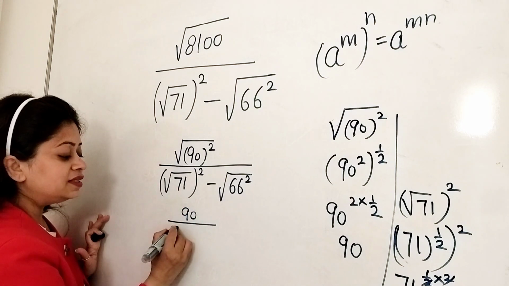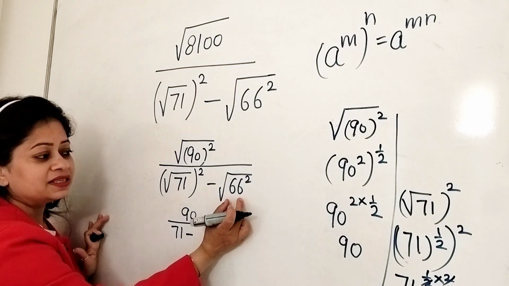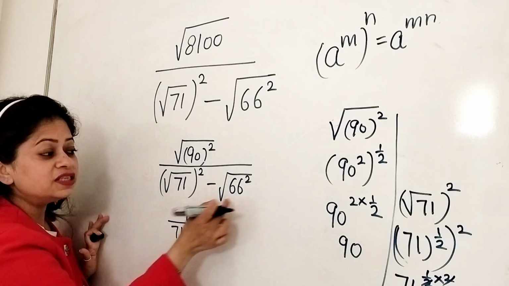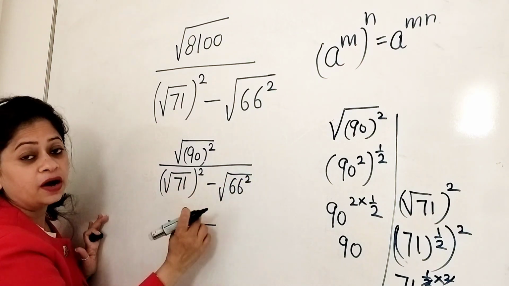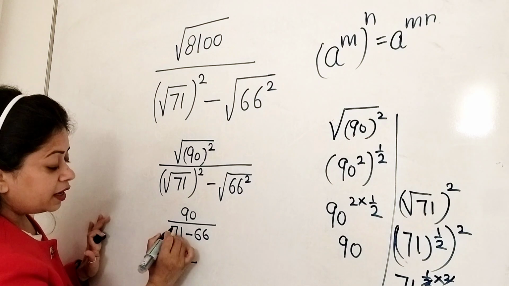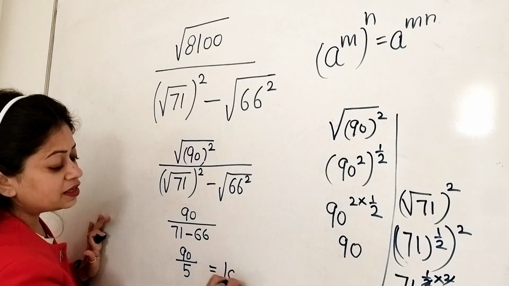And this one is 71 minus, what is this? This is 66 square raised to power 1 by 2. What does this mean? This means this is 66 because the square root and the power will cancel, right? So here this is 90, and what is 71 minus 66? This is 5. So what is our answer?